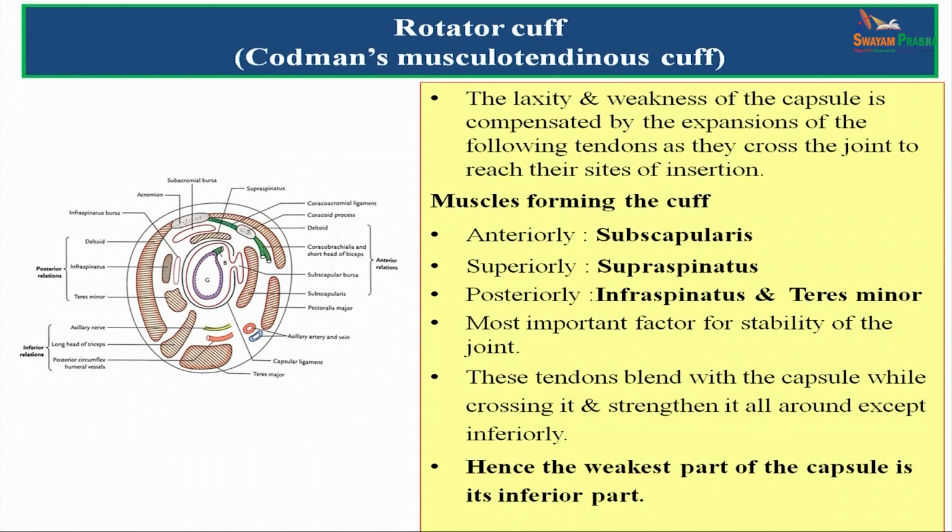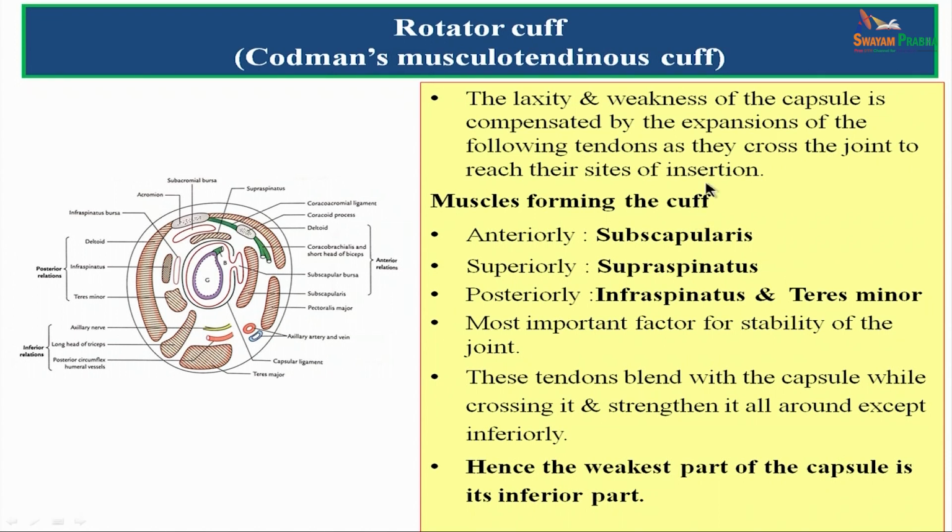The rotator cuff, otherwise known as Codman's musculotendinous cuff, is actually a muscular support. It is a muscular blending of 4 muscles. The tendons of the 4 muscles blend with the capsule to form a very strong support for the shoulder. If this rotator cuff had not been there, then all of us would go in for frequent dislocations of the shoulder.